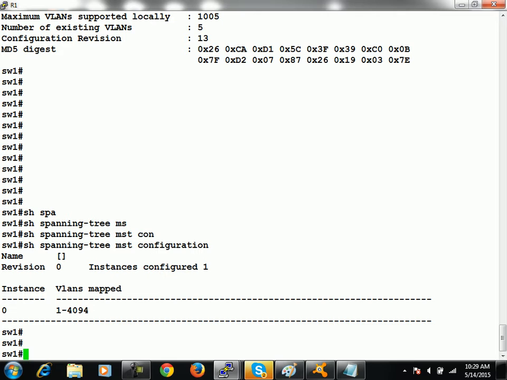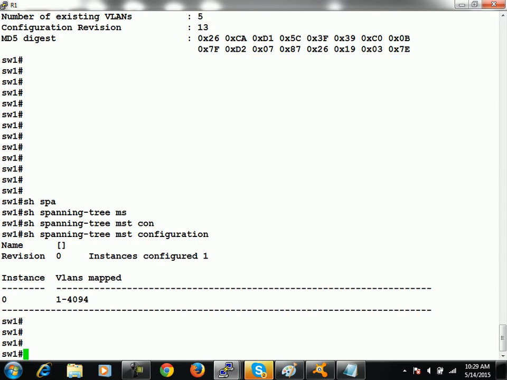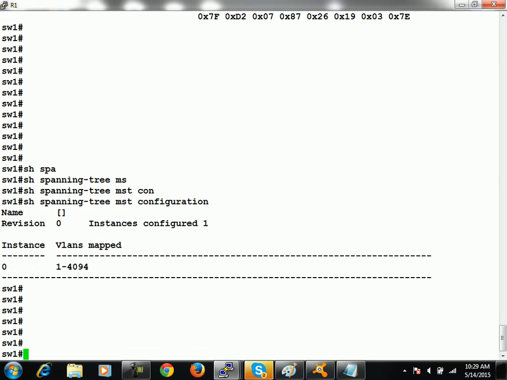So by default, there will be only one instance of STP, which is instance 0, and instance 0 is also known as CIST, Common Internal Spanning Tree. Why do we call it CIST? I'll be discussing it later on. But this time, let me show you that by default it is going to work as a CST, Common Spanning Tree.